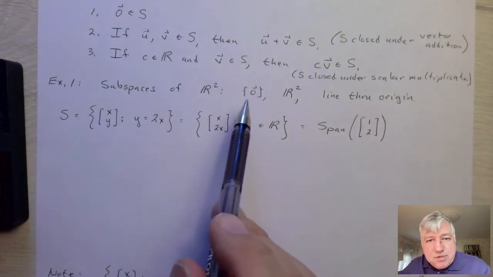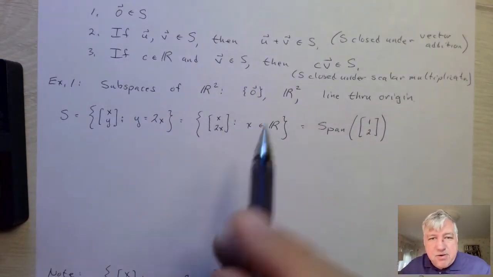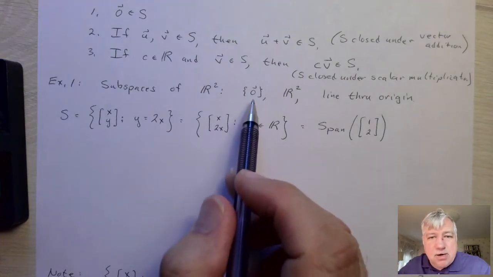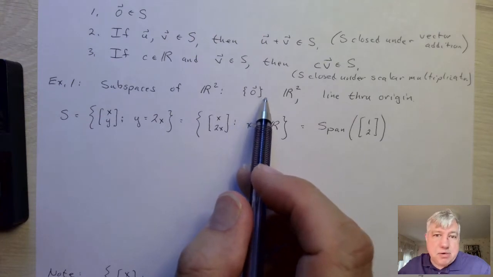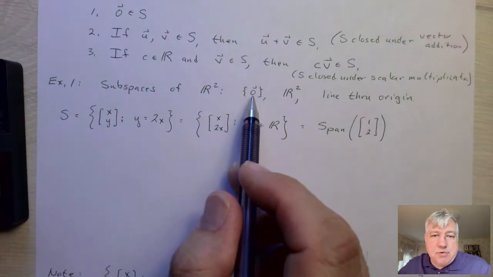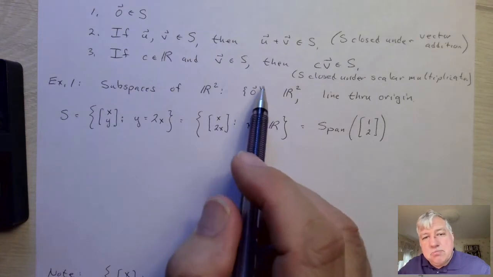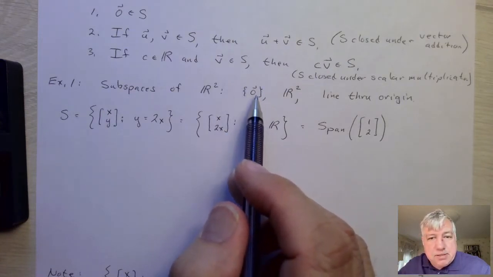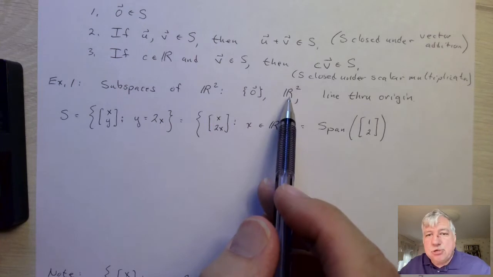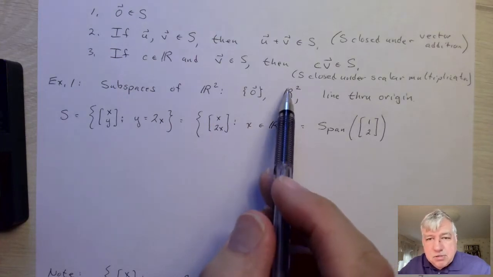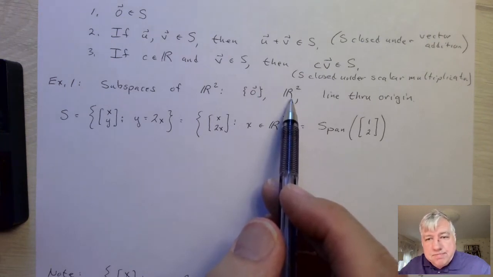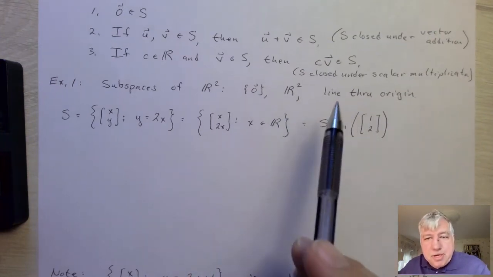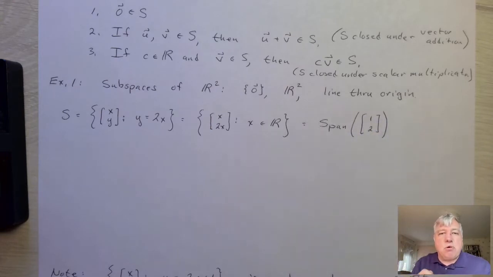First of all, the set containing the zero vector and nothing else, that's what we call the trivial subspace, because obviously 0 plus 0 is equal to 0, and any number times the zero vector is going to be 0. So this is a subspace. Again, it's called the trivial subspace. And R2 is certainly a subspace because it contains 0 and is closed under addition and scalar multiplication. A more interesting example would be any line passing through the origin.